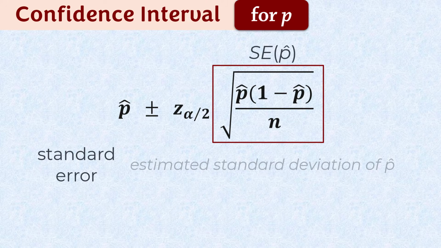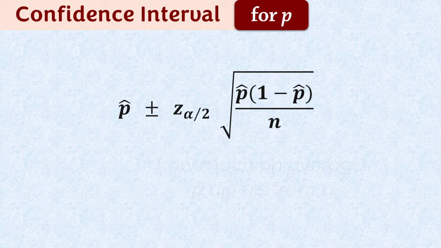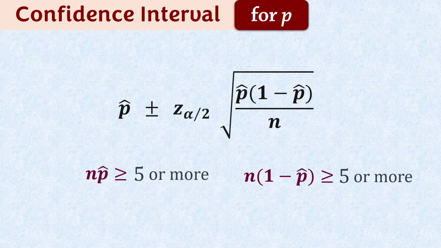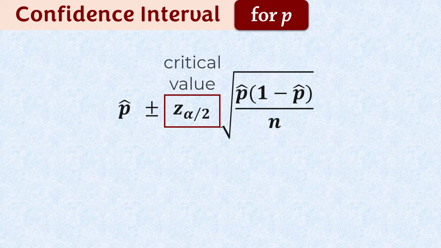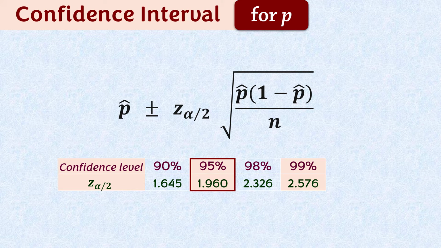The standard error is the estimated standard deviation of the distribution of sample proportions. That is, an estimation of how much on average we expect the sample proportion to differ from the true population proportion. This confidence interval is valid when the sample size is large enough for the minimum required number of successes and failures, which could be 5 or more depending on your discipline. The z-critical value is determined based on the required confidence level. Z-critical values for commonly used confidence levels are shown here. However, most confidence intervals you see in reports are constructed at the 95% confidence level, unless otherwise stated.